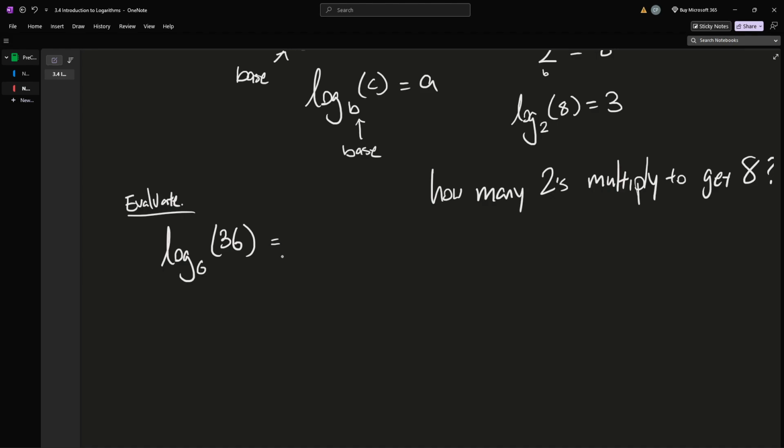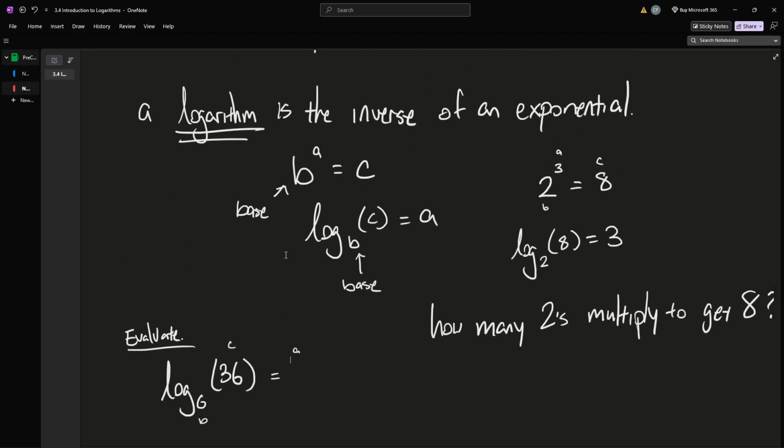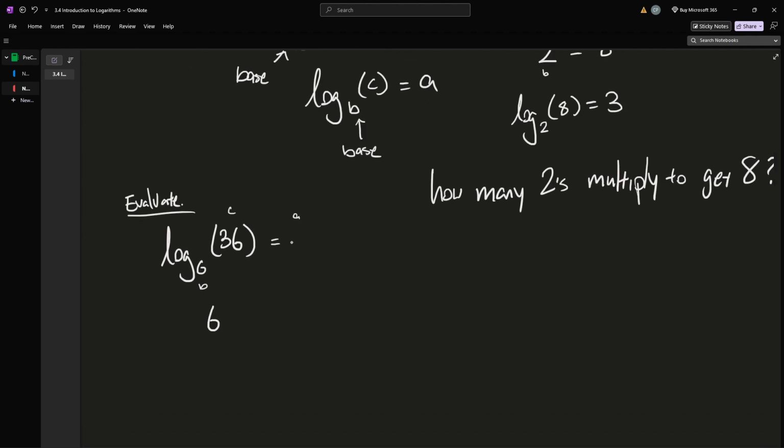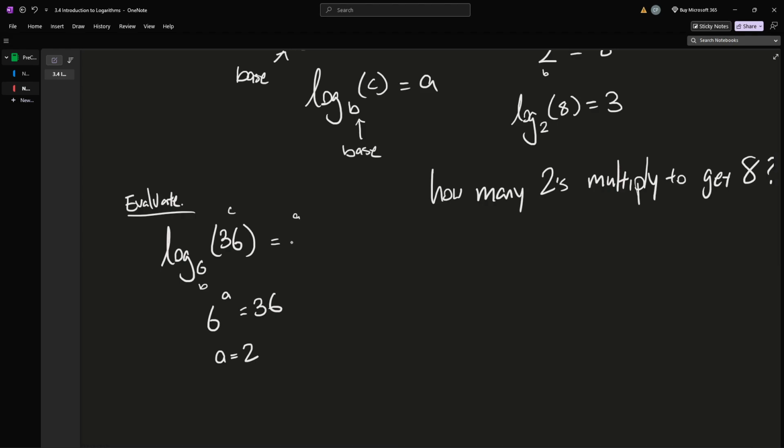To evaluate it, we label it B, C, and A. We don't know our A. I go over here, I see base to the a power equals c. 6 to a placeholder, we'll put A, equals 36. And we'll see, what is A? A has to be 2. So how many 6's multiply to 36? I need two 6's to multiply to get 36.